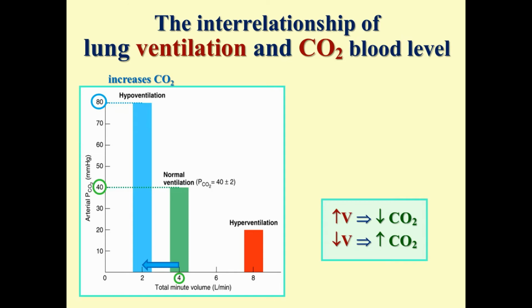Then hyperventilation. If we increase ventilation 2 times, you see, ventilation becomes now 2 times more. At the same time, there is a great decrease of CO2 level, and PCO2 falls to 20 millimeters of mercury. So it's clear that accumulation of CO2 occurs with hypoventilation and loss of CO2 occurs with hyperventilation. But then what happens next?